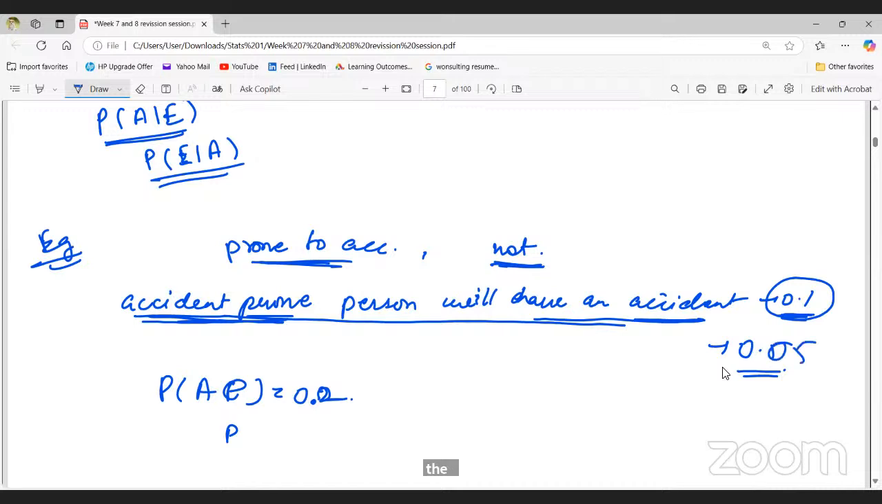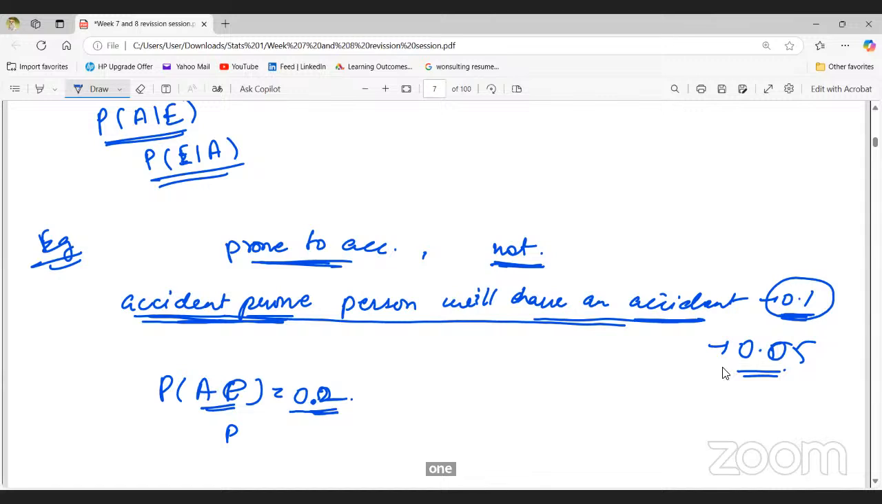Now it is given that the probability is 0.2 that a new policy holder is accident prone. Like the person is from the accident prone class. So that is 0.2. Now the question is, if a new policy holder has an accident in the first year, given that he has an accident, what is the probability that he or she is accident prone?